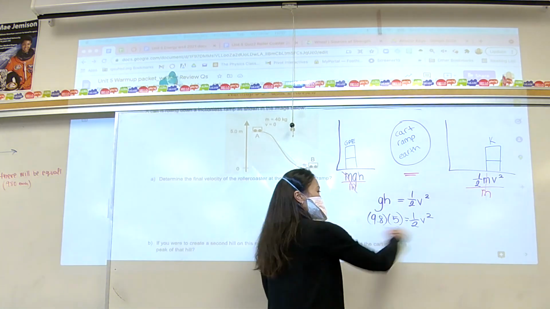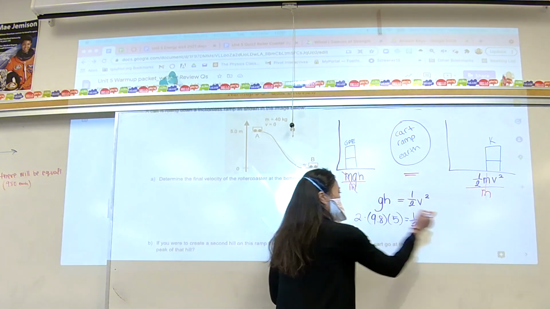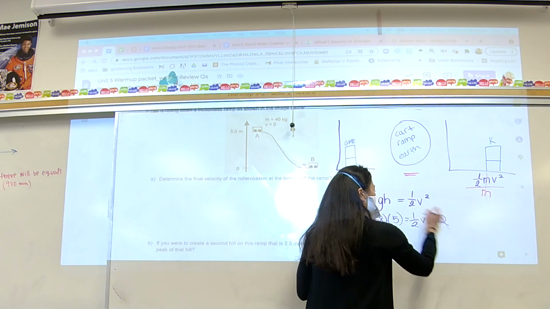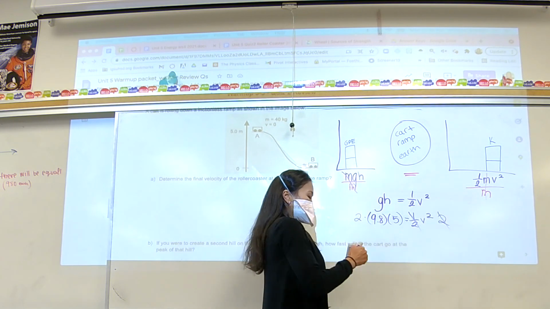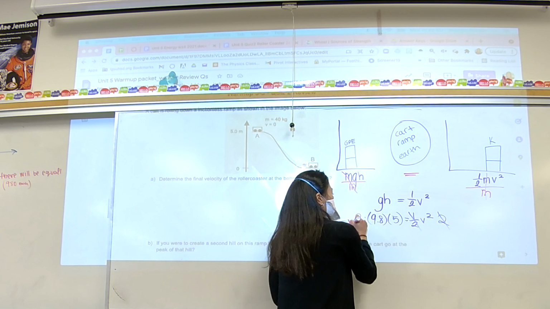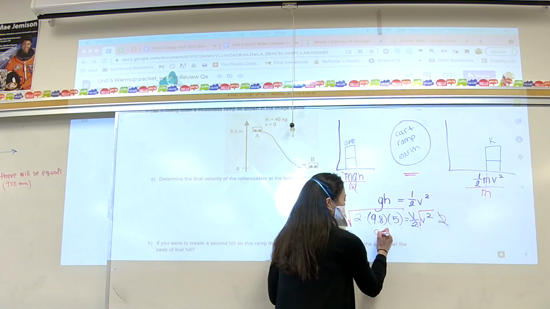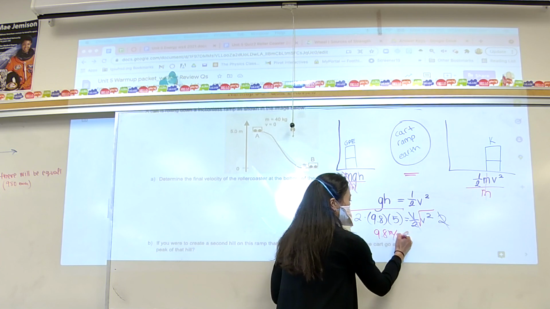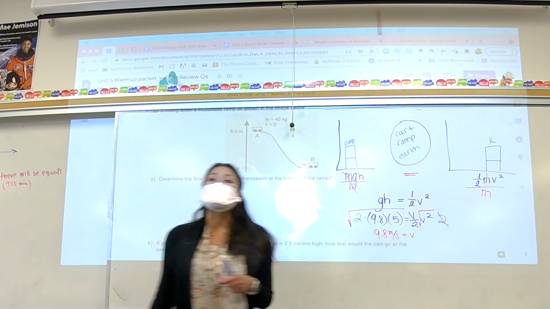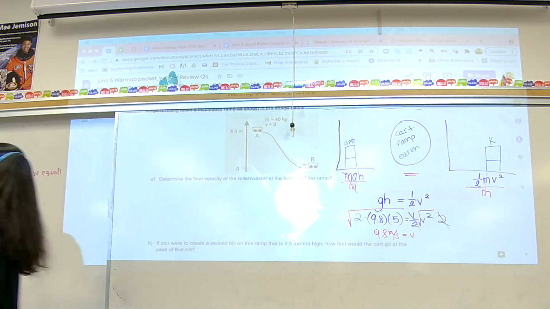And when I multiply everything together, basically I can multiply 2 from both sides to cancel this out. You can do the math on your own, but if you take the square root, you end up with 9.9 meters per second in the end anyway. So it comes out to the same answer.